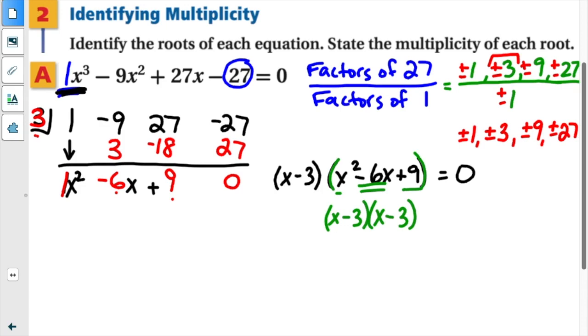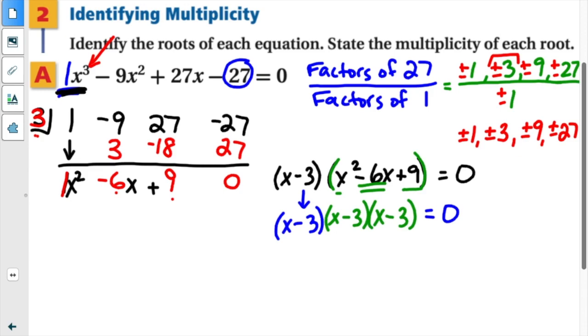Now we bring down this x minus 3 right here. And here it is factored completely. x minus 3 times x minus 3 times x minus 3 equals 0. Or you can write that as x minus 3 cubed. Now, when you look at the exponent, the highest degree, that's how many zeros we're going to have. So we should be looking for 3 zeros.